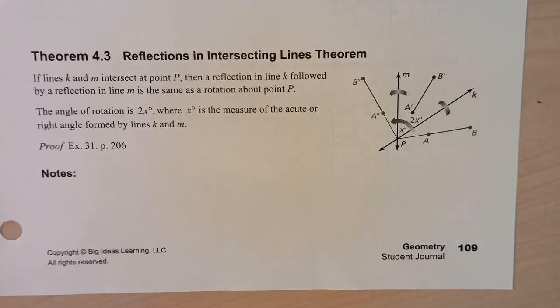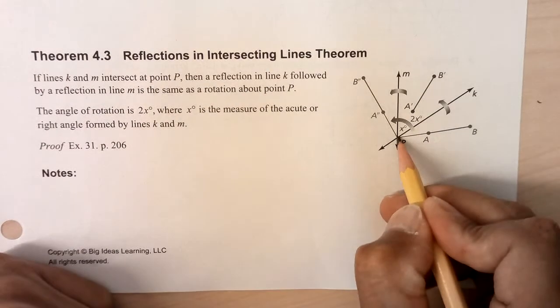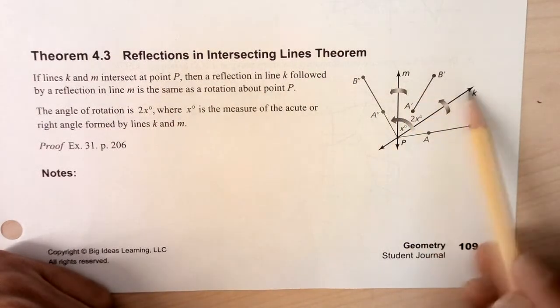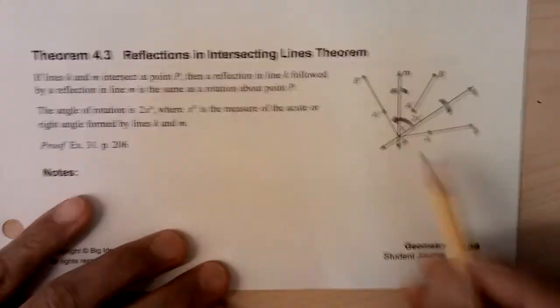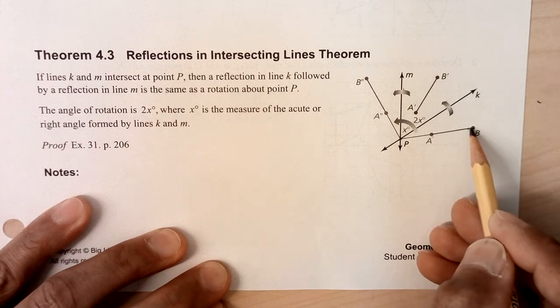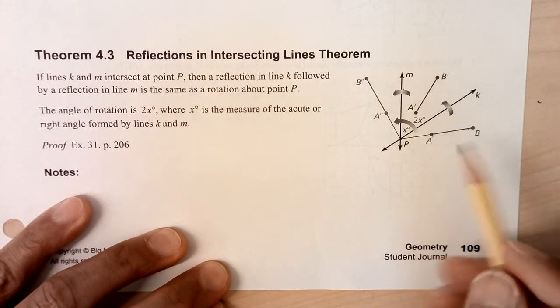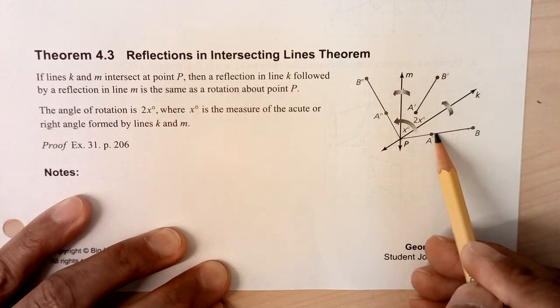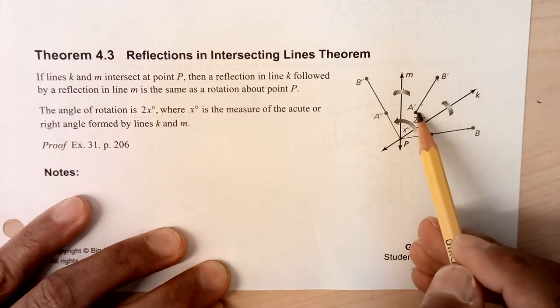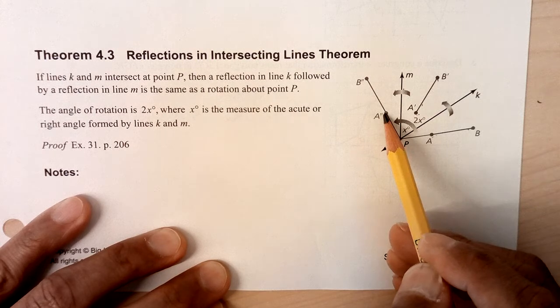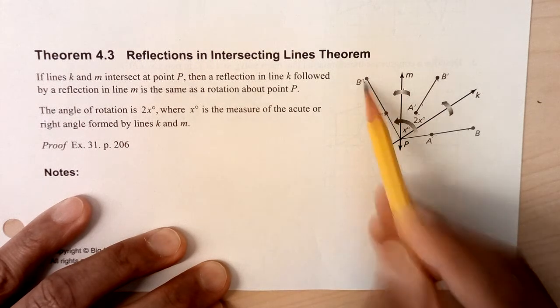And then theorem 4.3 states if you're reflecting over two non-parallel lines, then they would have to be intersecting. So these two lines, K and M, are intersecting specifically at this point, P here. So here's the pre-image, AB, that segment. Again, it could be a polygon as well. You're first reflecting over line K, you end up with A prime, B prime, and then you're reflecting over line M, and then you end up with A double prime, B double prime.